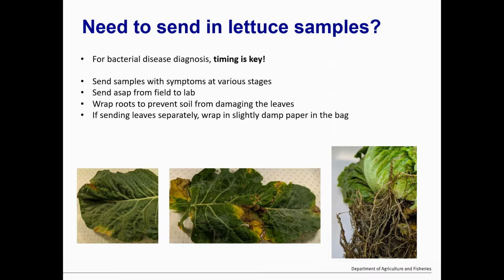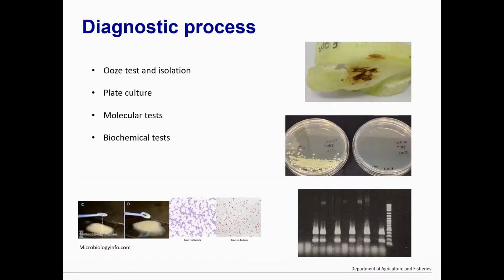Wrap up the roots to prevent anything contaminating the leaf if you're sending in leaf samples. And just a slightly damp bit of paper. Again, that's more important for leaf samples, but super dried out roots and stems don't really help either. So reasonably fresh is what I'm saying.